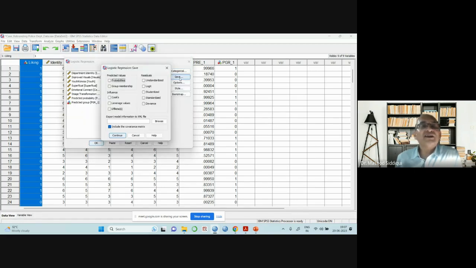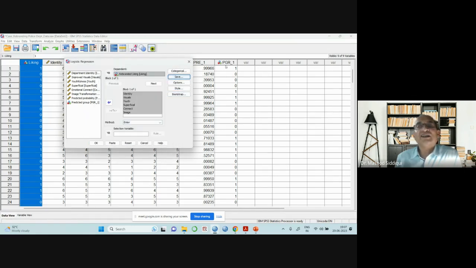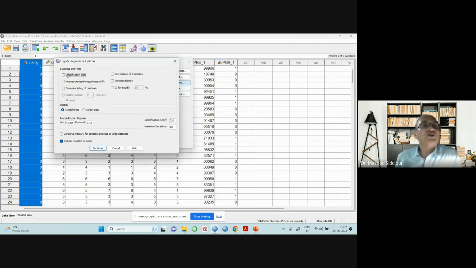Then Save. Save is just for demonstration purposes. It is not required that you save on your data. It is just for teaching purposes. In Options, you can have the classification plot. If you want to check multicollinearity, include correlation of estimates. Hosmer-Lemeshow goodness of fit must be included, and iteration history must be included. These two things must be there.